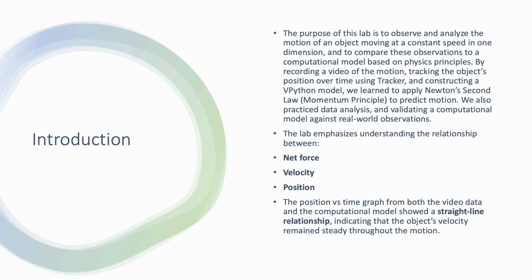So the purpose of this lab is to observe and analyze the motion of an object moving at a constant speed in one dimension, and to compare these observations to a computational model based on physics principles. By recording a video of motion, tracking the object's position over time using Tracker, and constructing a VPython model, we learn to apply Newton's second law to predict motion. We also practice data analysis and validating a computational model against real-world observations. This lab emphasizes understanding the relationship between net force, velocity, and position.